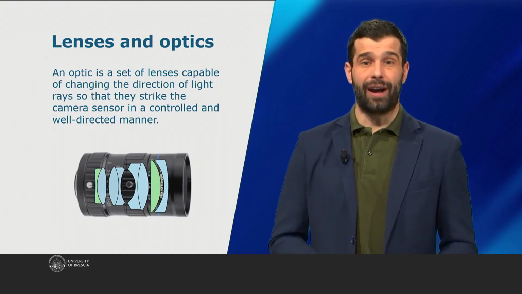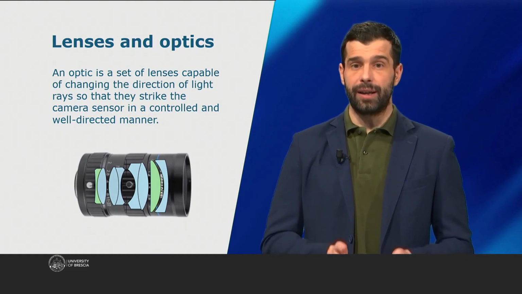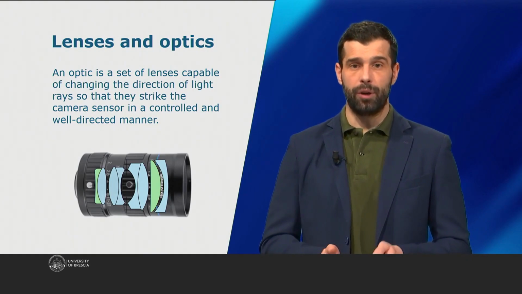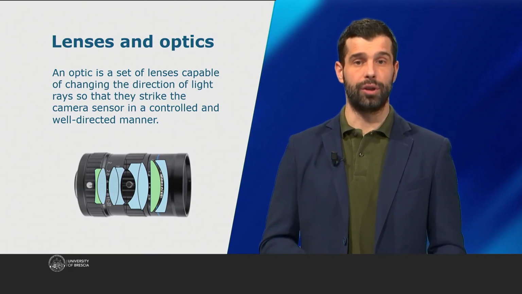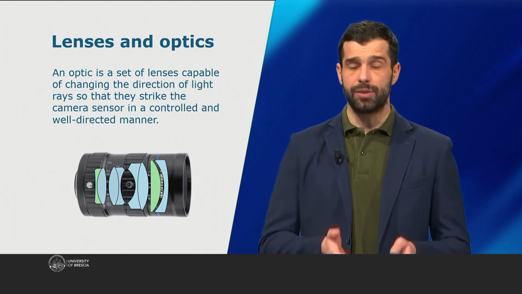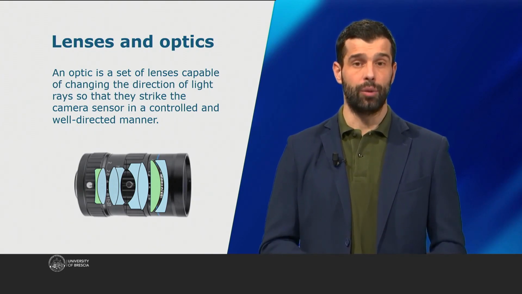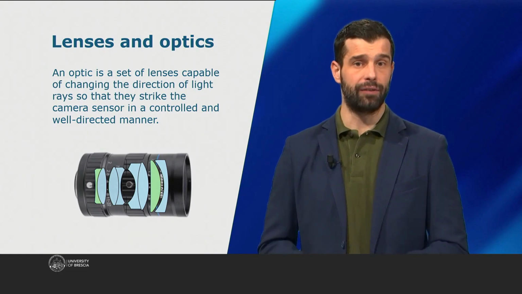Let's start by defining what an optic is. An optic is a set of lenses capable of deflecting light rays so that they strike the camera sensor in an orderly fashion. Ordering light rays means obtaining focused images, which is precisely the main objective of optics.